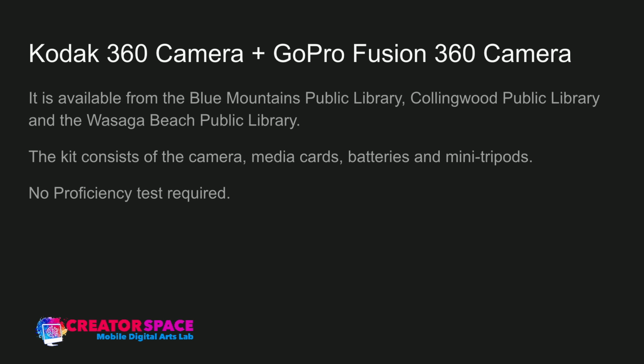The Kodak 360 camera and the GoPro Fusion 360 camera are available from all three libraries: Blue Mountains Public Library, Collingwood Public Library, and the Wasaga Beach Public Library. The kit consists of the camera, media cards, batteries, and also mini tripods. That whole kit has everything in it that you need. And the good thing is there's no proficiency test required. You can totally just access it. You just need a library card at one of the three libraries. That's all you need. There's no other requirement. So just take it out.